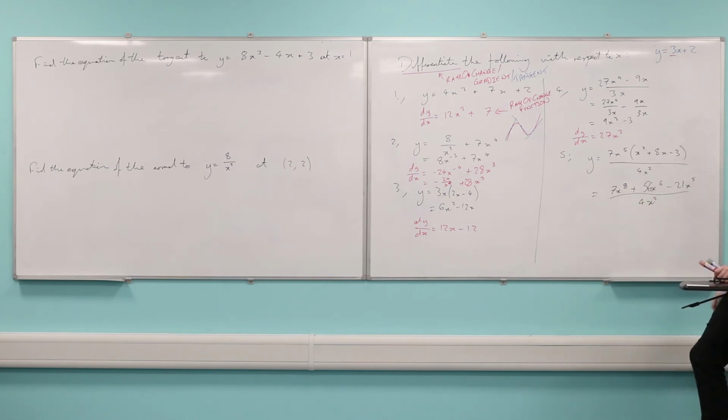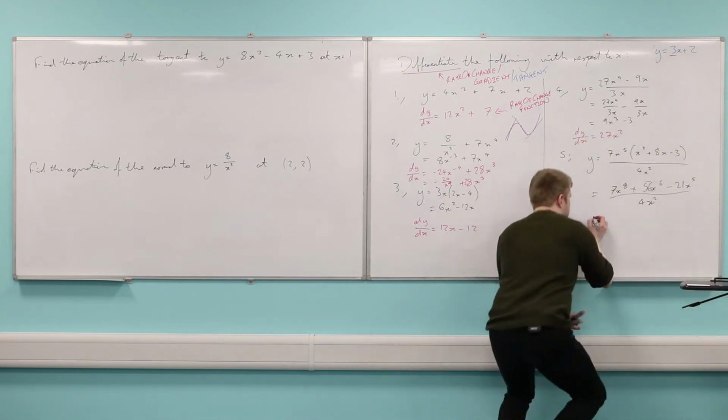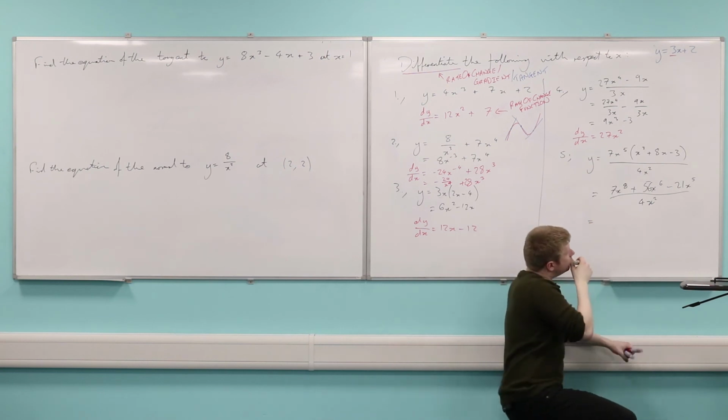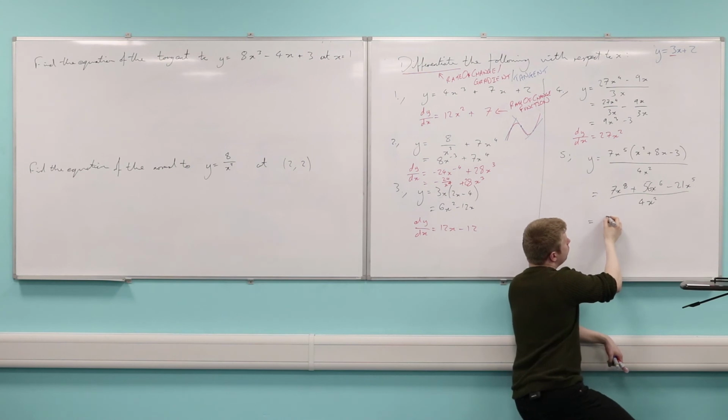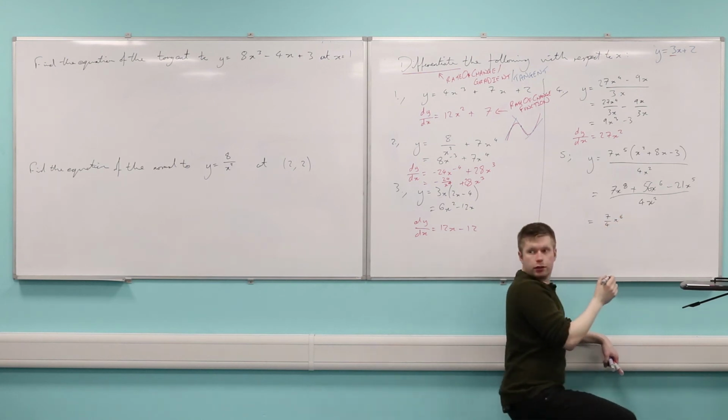But of course, you can just think about this: I'm just dividing every single term by 4x squared. All right? So what do I get? 7x to the power of 8 over 4x squared. So it's a 7 over 4x to the power of 6. Perfect. Okay, you all happy with that?